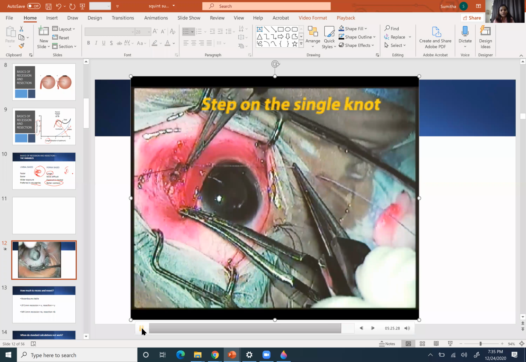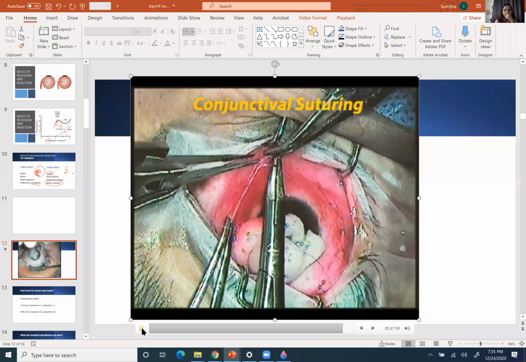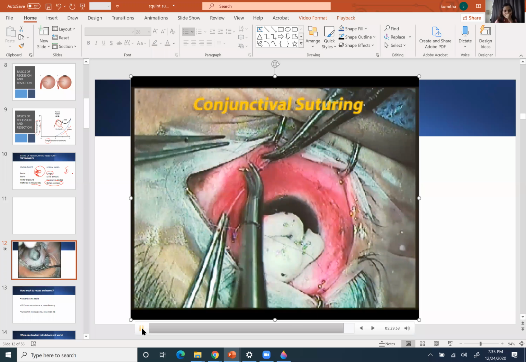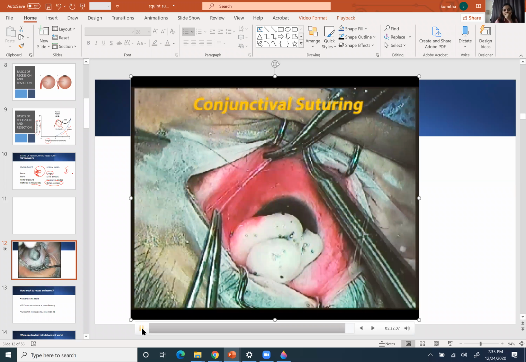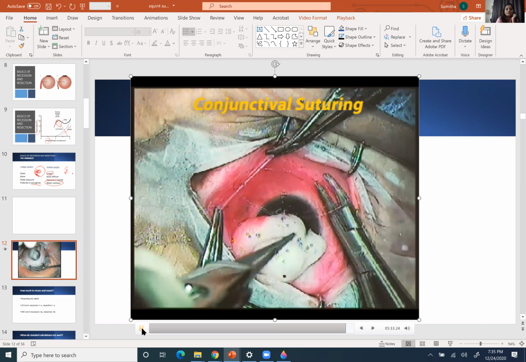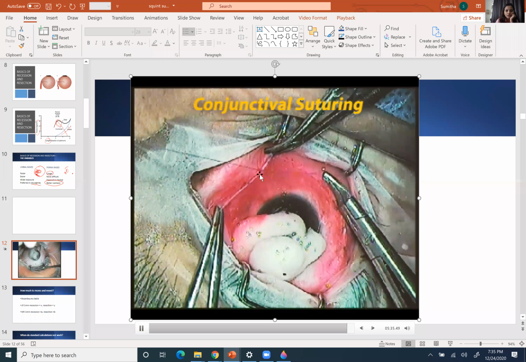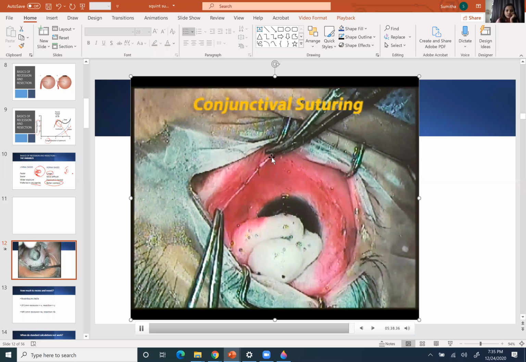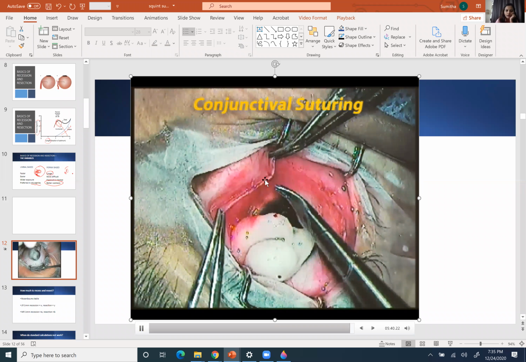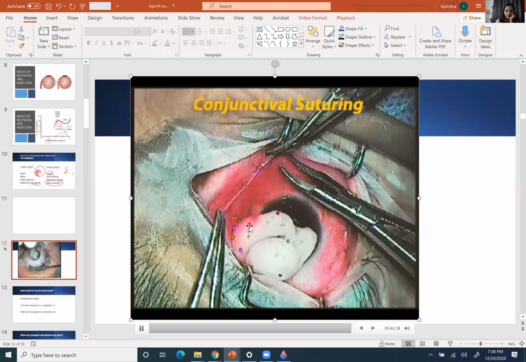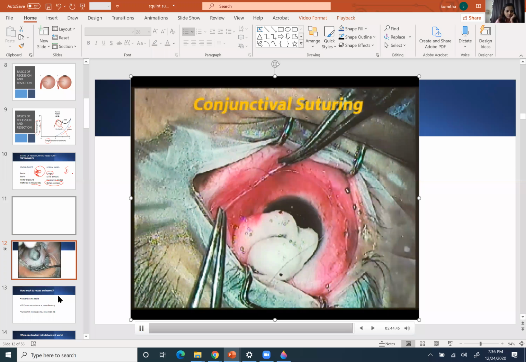So yeah, then you step the knot and complete the rest of the sutures. So this is conjunctival suturing, again interrupted sutures. You hold the incision on either side like this with the help of fixation forceps that you use to hold the limbus, and then suture it like this. Okay.